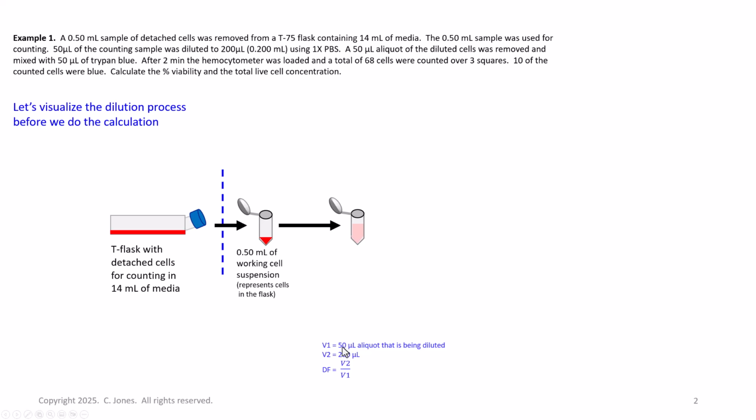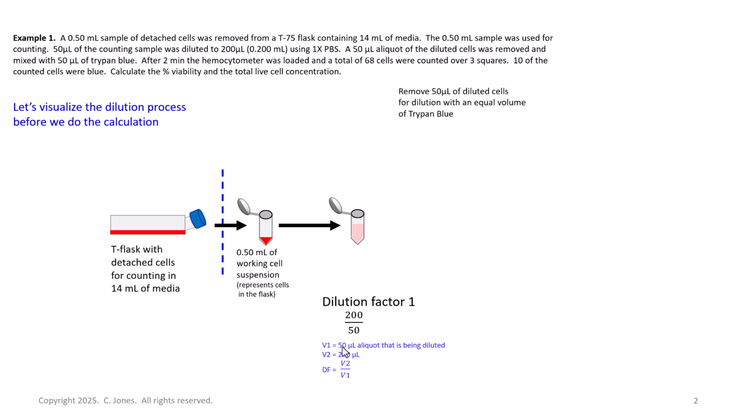Now, why do we need to do dilutions, right? The reason we need to do dilutions is we want to make sure that when we actually load the cells on the hemocytometer, we're in the proper range of 20 to 50 cells per large counting square. That range ensures accurate and precise counting. So if we need to, we will dilute our cell suspension to ensure that we're loading 20 to 50 cells per counting square. Okay? All right, so our dilution factor here is going to be 200 over 50.